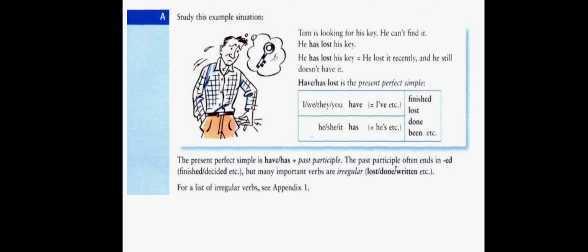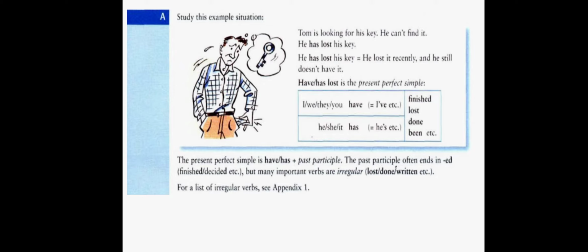Study this example situation. Tom is looking for his key. That means he lost his key. He can't find it. So he lost his key in the past and still he doesn't have the key now. So the situation is the same until now. He doesn't have the key. So we can't use past simple here. We must use the present perfect.